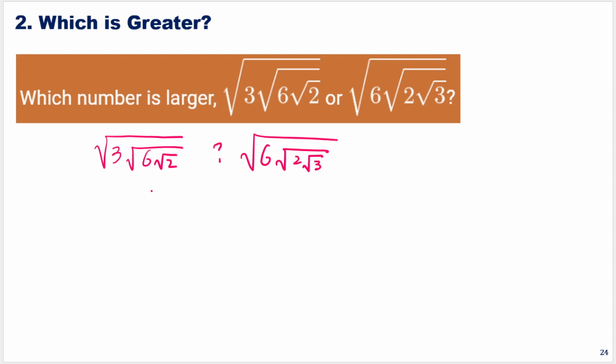The square roots are very annoying, so we're going to remove that. And we know that squaring both sides won't change the direction of the inequality sign, right? So we can square both sides. This means 3 times the square root of 2 squared. Still, we could put a question mark here. This does not change the direction of the inequality sign.